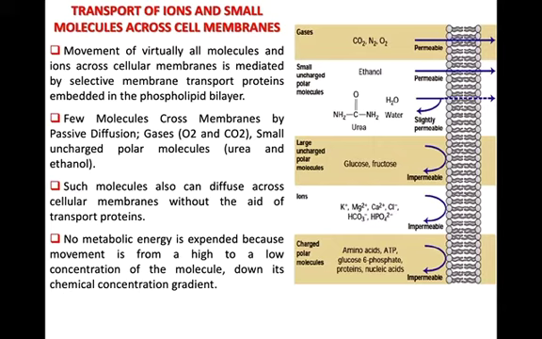While the charged polar molecules like amino acids, ATP, glucose-6-phosphate, protein, and nucleic acid are, of course, impermeable. Otherwise, they would leak out of the cell, because these charged polar molecules are found majorly inside the cell. So it must be impermeable.